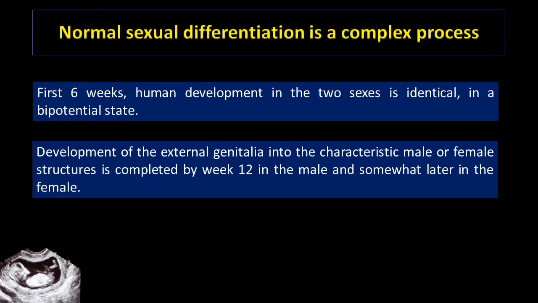In this short talk, we will discuss how to determine normal fetal gender and how to differentiate male from female fetus. As we all know, normal sexual differentiation is a complex process. In the first 6 weeks of gestation, human development in the two sexes is identical in a bipotential state. Subsequent development of the external genitalia into the characteristic male or female structures is completed by week 12 in the male and later in the female.